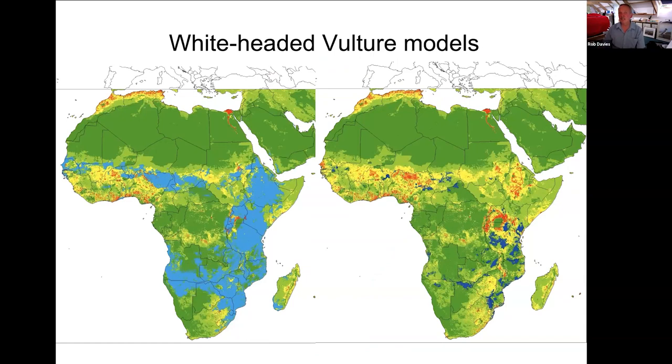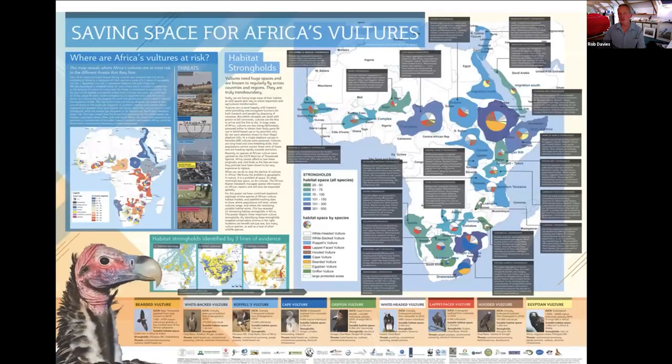This is white-headed vulture, and you can see the historic light blue range all over Africa. And now today in dark blue, very much confined to our protected areas.